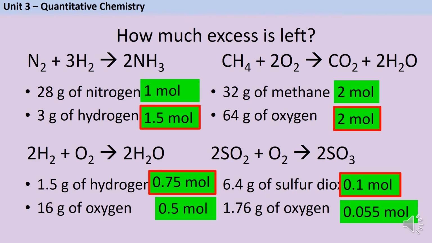Now, it's possible that as well as being asked to identify the limiting reactant, you might be asked to work out how much of the excess reactant is left over. So in order to do this, we're going to need to look at the limiting reactant, see how much of the excess reactant it could react with, and then do a little subtraction, and then we can use the MR to turn that back into a mass.